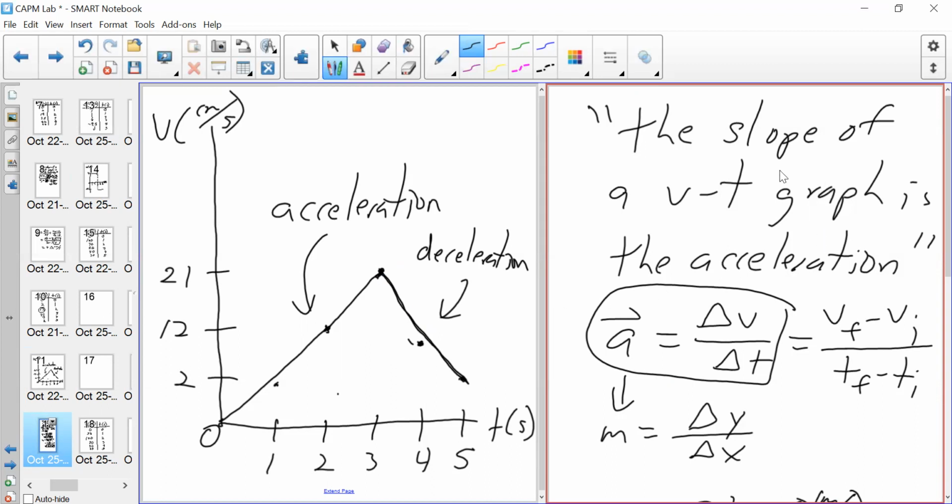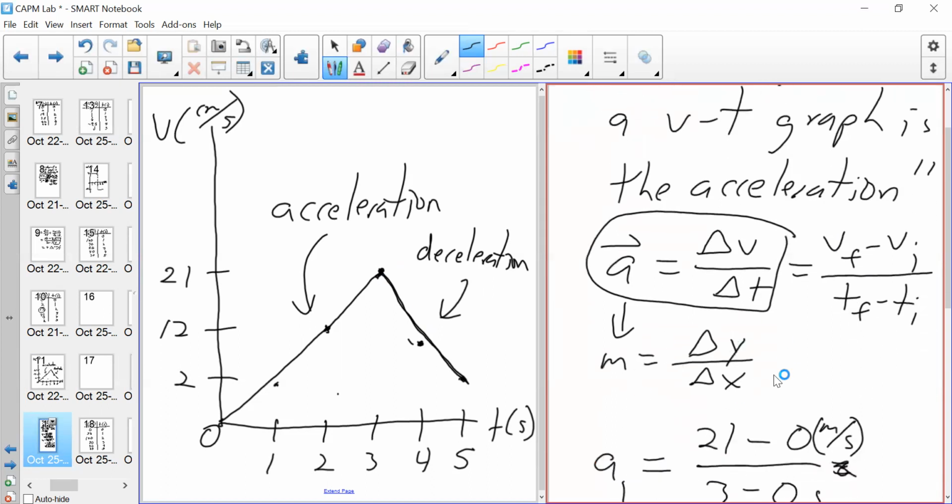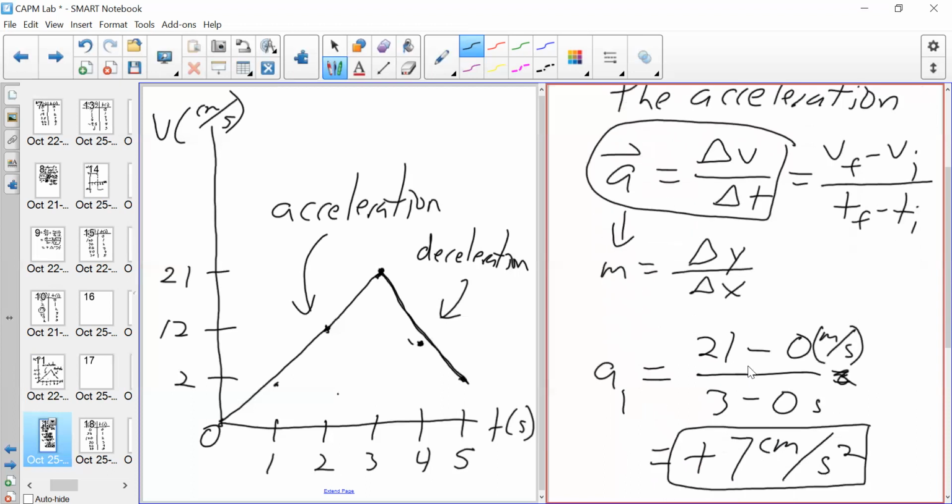Why do we say that? Because we understand that the slope of a VT graph is the acceleration. A is delta V over delta T. This is our slope formula for the physical or the physics quantities that we have, velocity and time. Very similar to the slope equation. It is exactly that logically.